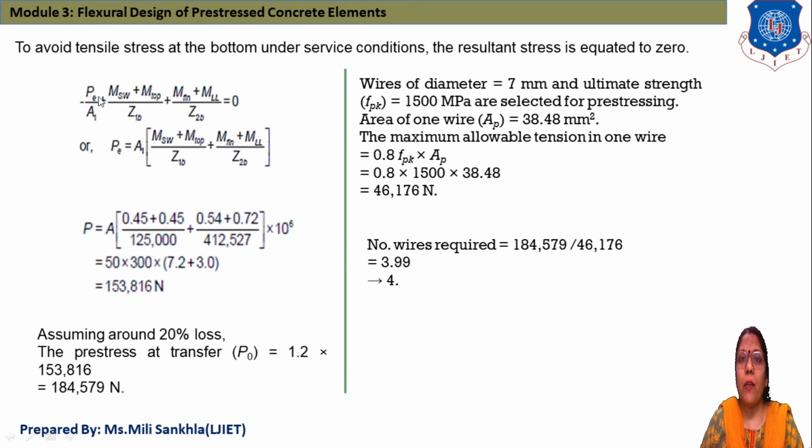Now the equation: minus P by A1, plus moment due to self-weight and moment due to topping slab divided by Z1, then floor finish moment and live load moment divided by Z2. This one is the bottom, this one is the top, equal to 0. Or we can also write Pe is equal to A1 times (MSW plus M top) divided by Z1B, plus floor finish moment and ML divided by Z2B.